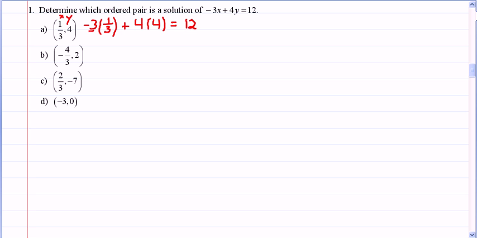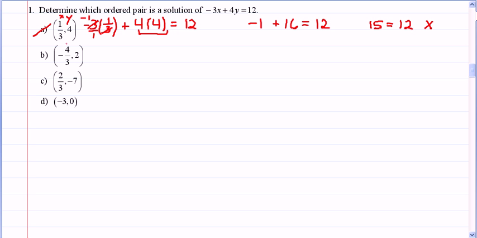So negative 3 over 1 times 1/3, the 3's cancel, and I'm left with negative 1. And then 4 times 4 is 16, gives me 15, which is not equal to 12. So choice A is wrong.